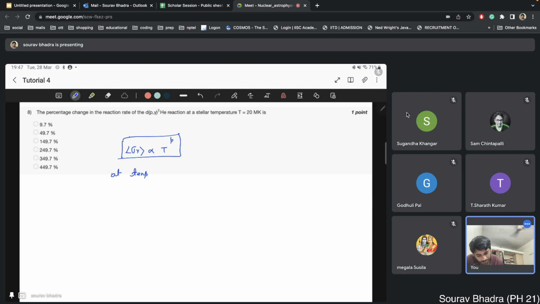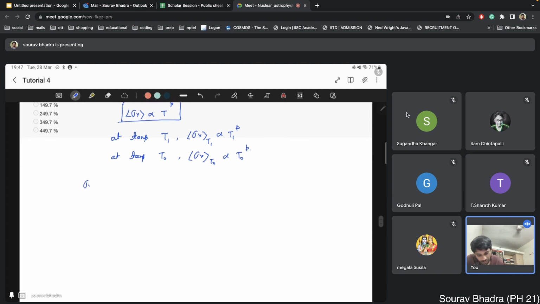Now suppose at temperature T1, sigma v at T1 is proportional to T1 to the power p, and at temperature T0, sigma v at T0 is proportional to T0 to the power p. Okay, now sigma v T1 by sigma v T0 is actually T1 by T0 to the power p. I can write it like this. Now sigma v T1 and sigma v T0 are the rate of reaction at two different temperatures. So sigma v T1 minus sigma v T0 is the change.